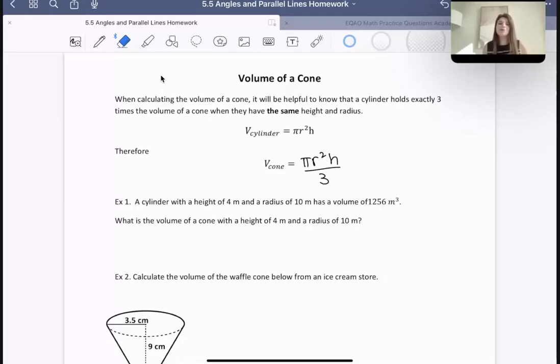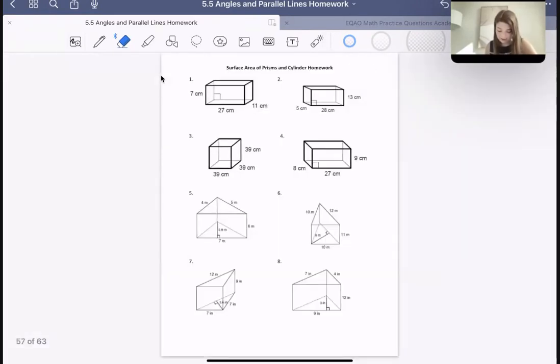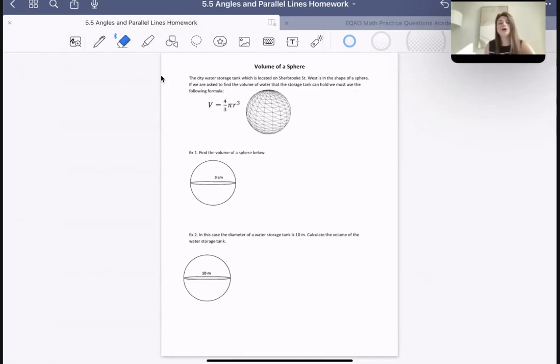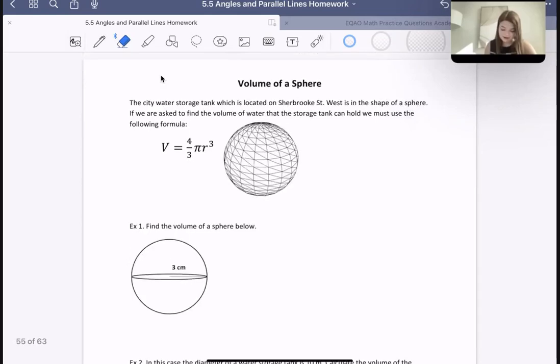Hello, everyone. Welcome back. So, today we're going to be talking about the volume of a cone and also the volume of a sphere. So, those are our topics for today. So, let's start with the volume of a sphere.